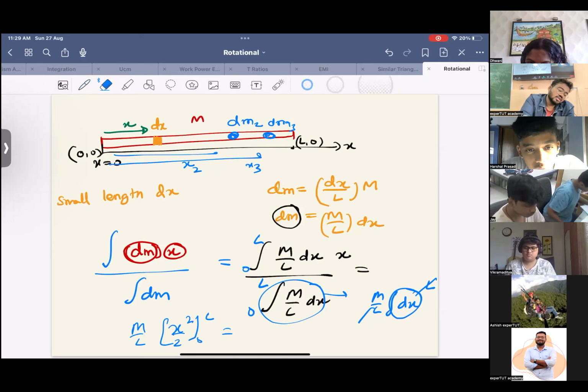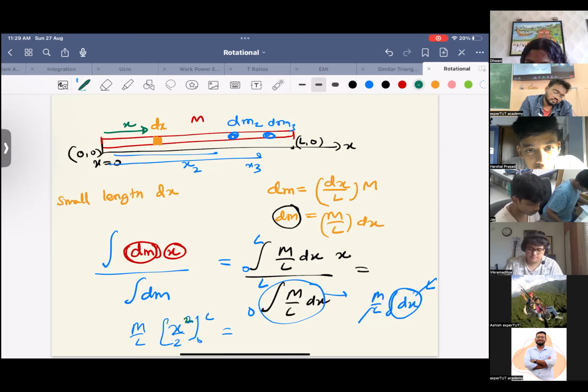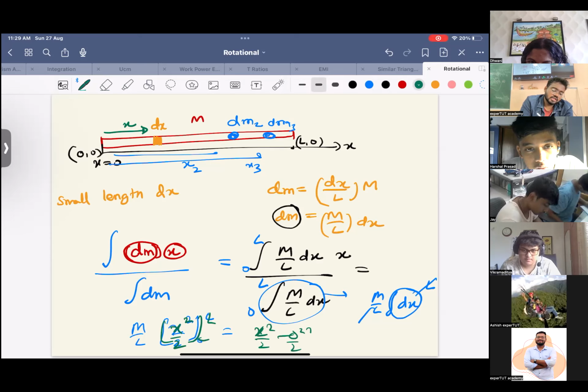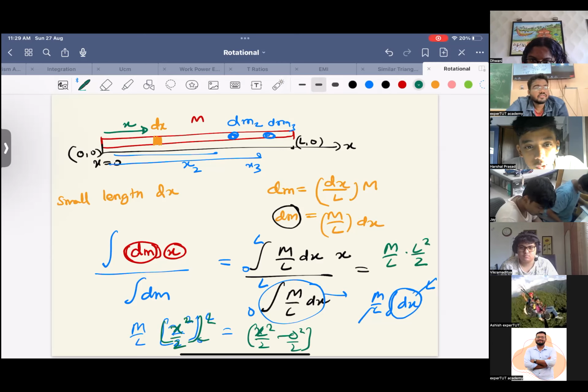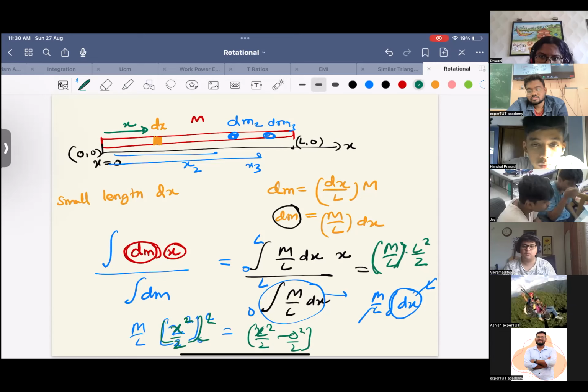If you don't know, x square by 2 from 0 to l becomes l square by 2 minus 0 square by 2, basically the upper limit minus the lower limit. So the numerator will be m by l into l square by 2. Are you getting this, everyone? There is an m by l outside, and the integration of x dx becomes x square by 2, which becomes l square by 2. So guys, are you getting this or not? Finally, after cancelling, the answer is l by 2. Okay, understood.